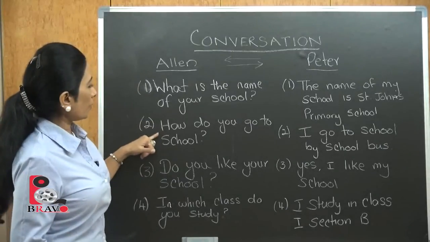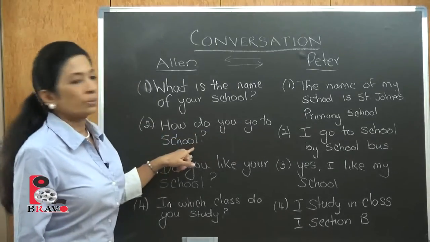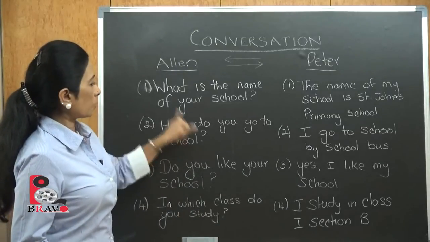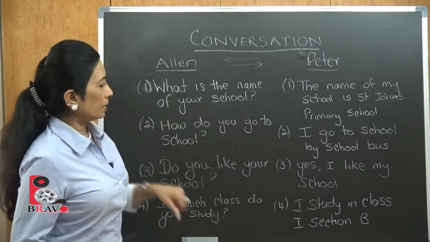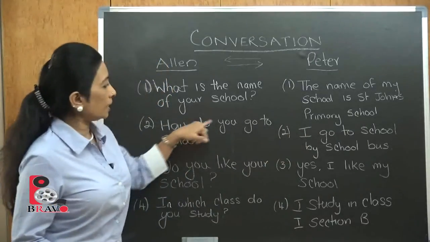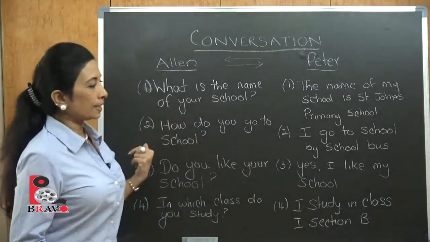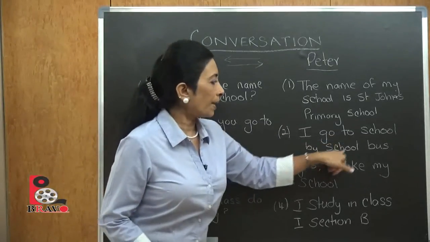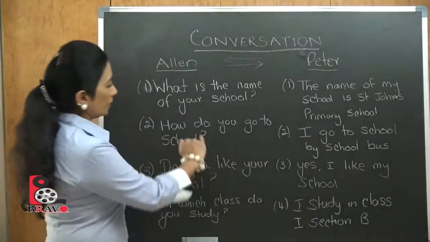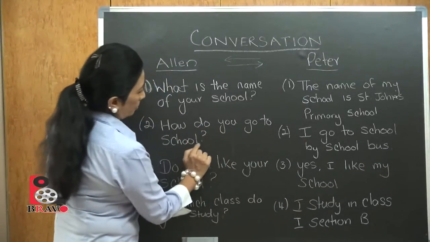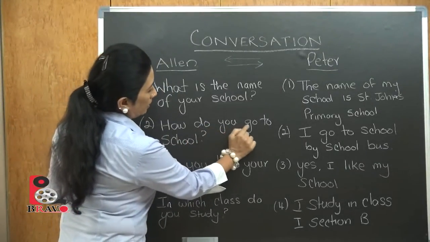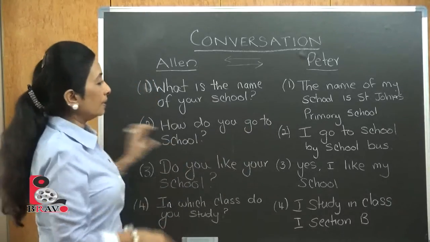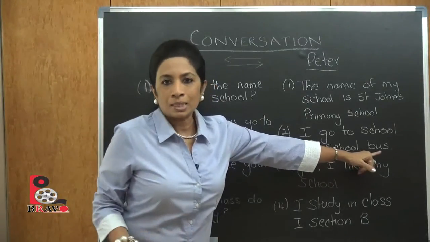Like that, the second one: How do you go to school? That's how do you travel to school. I go to, because he said do you go to, so when he returns the answer, I go to, because it's single. I go to school by school bus. So here you would see, how do you go to school? So he says I go to school. So part of the answer is within the question, and by school bus, because that's his mode of transport.